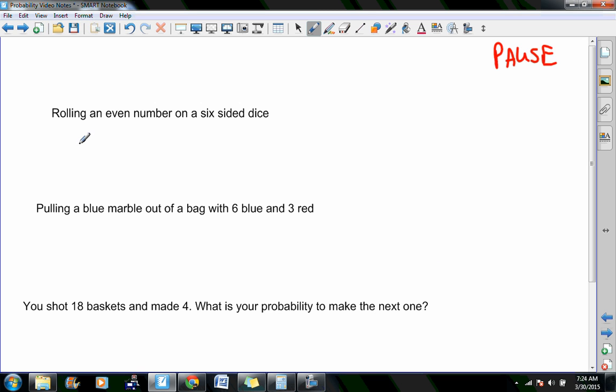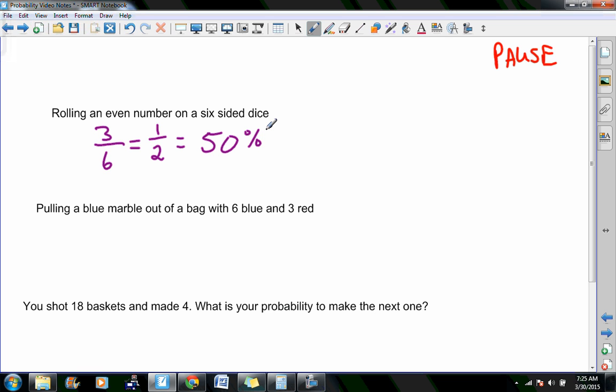Okay, so for this top one here, rolling an even number on a 6-sided die. If we think about a die, there's 1 through 6, and 2, 4, and 6 are even numbers, so there are 3 possibilities out of 6 total numbers. If I simplified that, it'd be the same as 1 out of 2. So that means that I have a half chance of getting an even number, which is equal to 50% to get an even number on a 6-sided die.